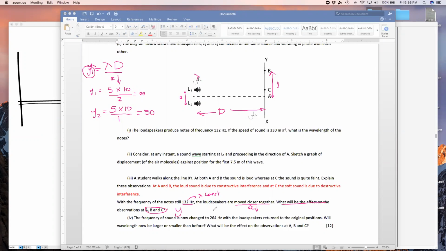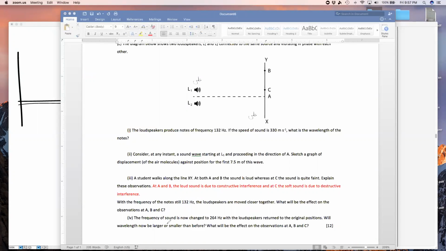What effect would the observations have on A, B, and C? We would find that the distance A to B is now larger, because the denominator A is getting smaller. Right? I'm going to clear that in 5, 4, 3, 2, 1.